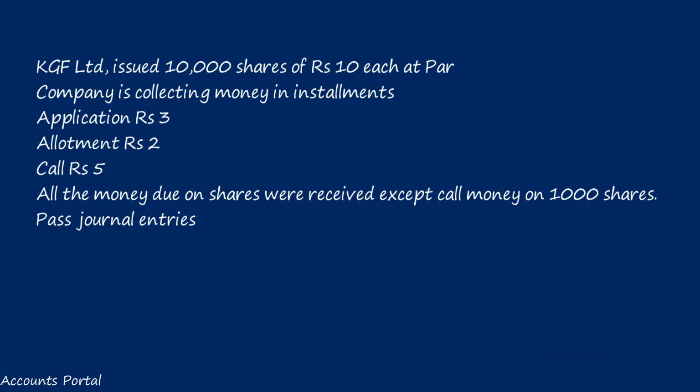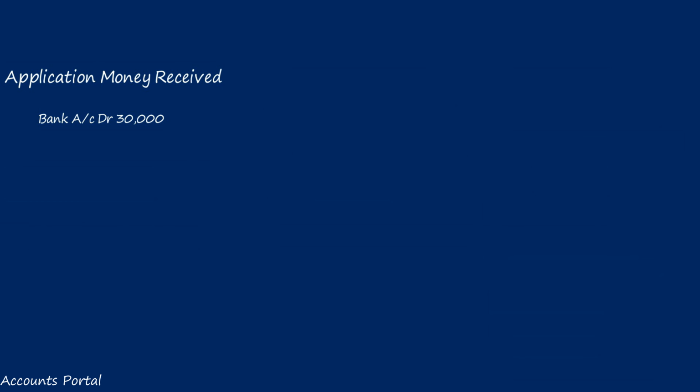Application Rs 3, allotment Rs 2, call Rs 5. All the money due on shares was received except call money on 1,000 shares. Pass journal entries. Dear students, when application money is received from the general public, the journal entry is Bank account debit to share application account. Bank account should be debited with the number of applications received into application money per share. 10,000 into 3, 30,000, to share application account 30,000.